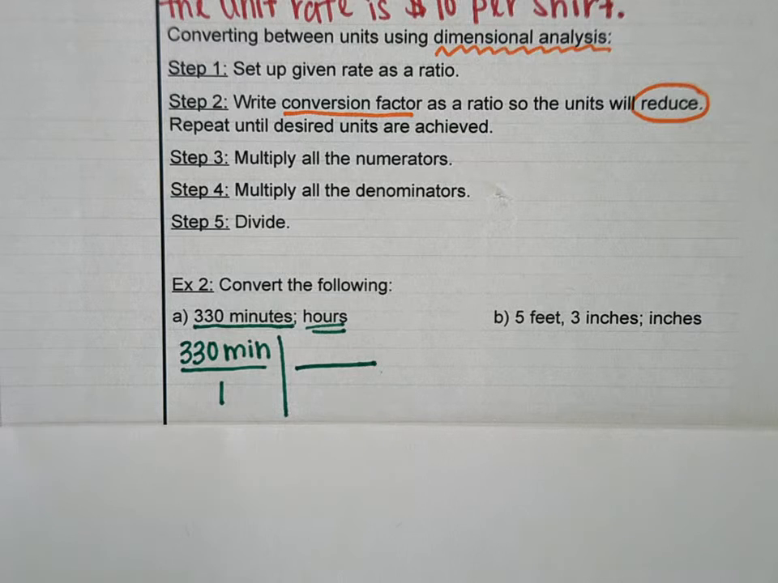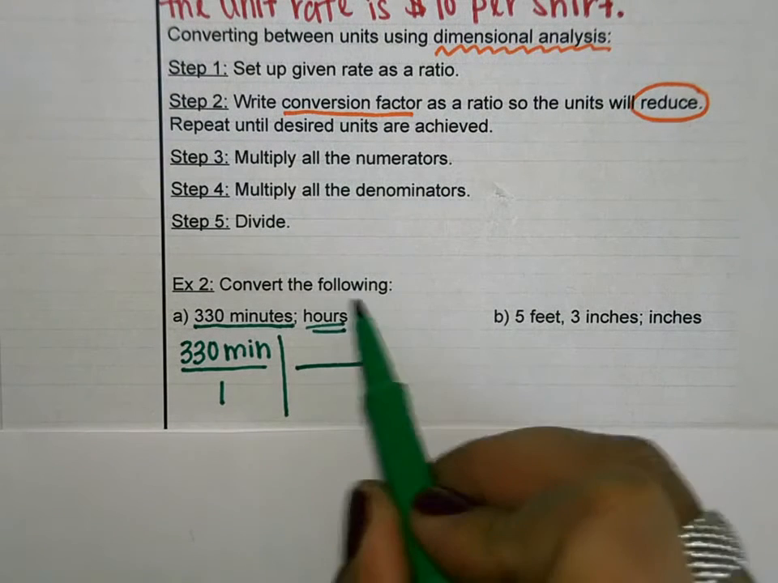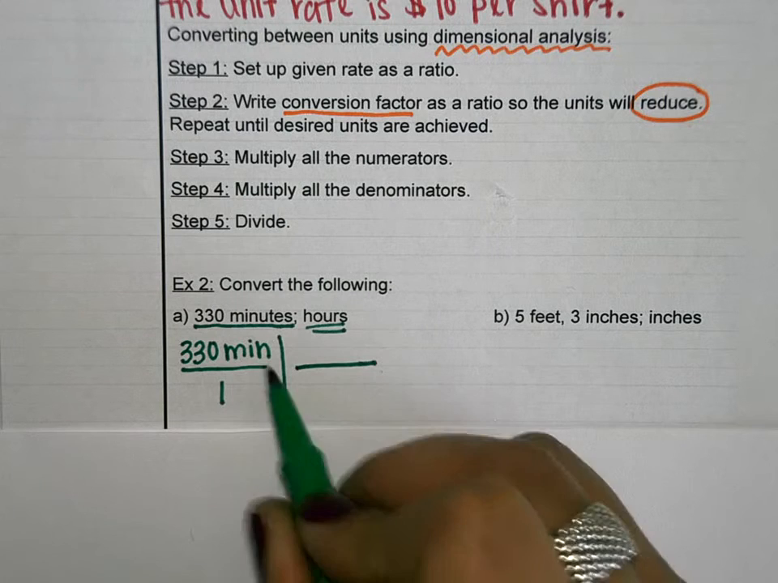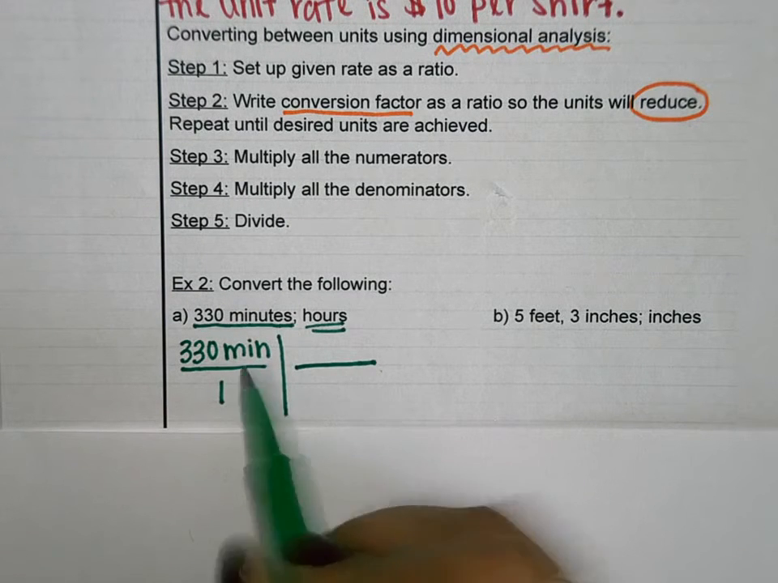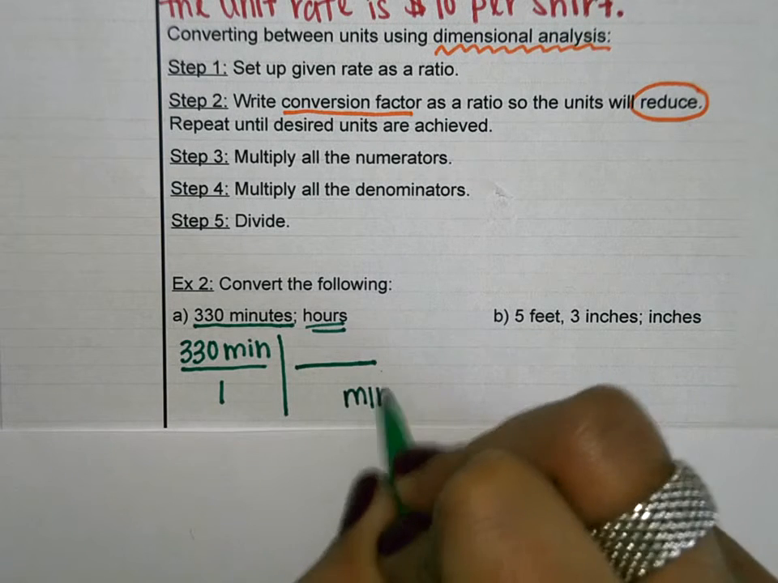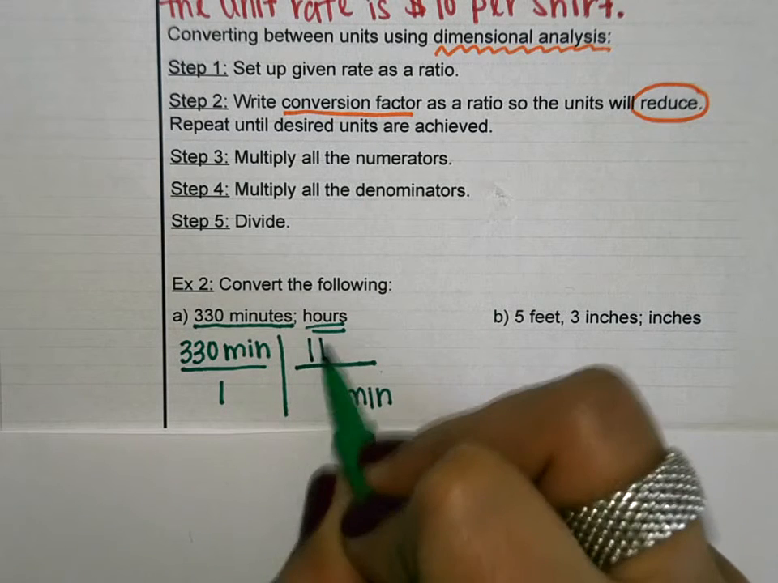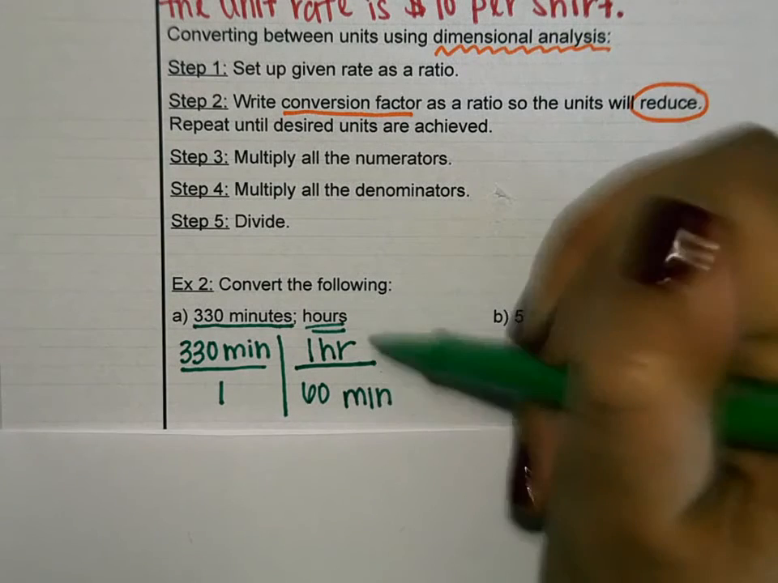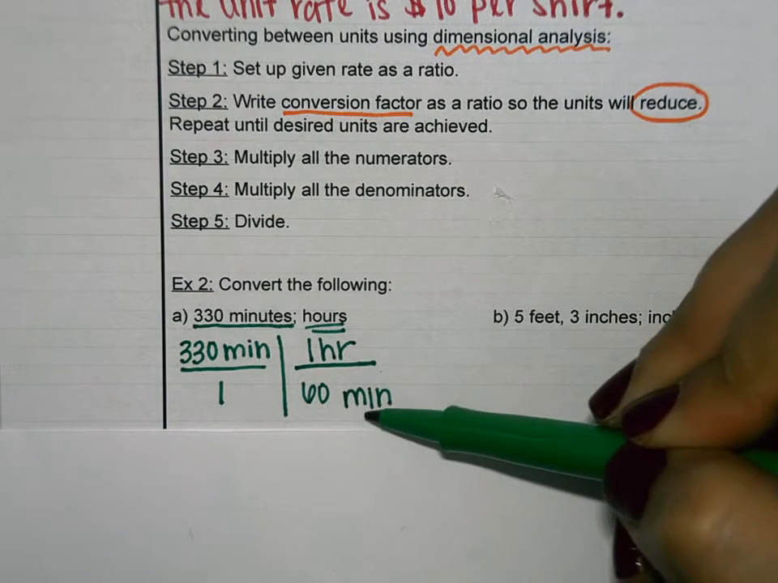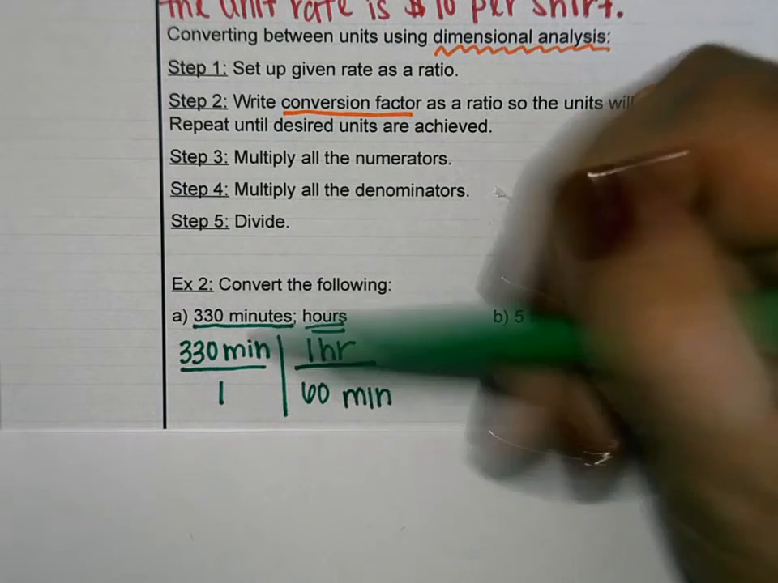Here's where it gets tricky and you have to actually think about it. I know that this is going to look very different. We want to convert to hours, but we want the minutes to reduce. So if I have minutes in the numerator on the left, I have to put the minutes in the denominator. I know that 1 hour is the same as 60 minutes. So that's my conversion factor. 1 hour is 60 minutes. And then I know where to put everything because I want the minutes to reduce, because I have one on top and one on bottom.